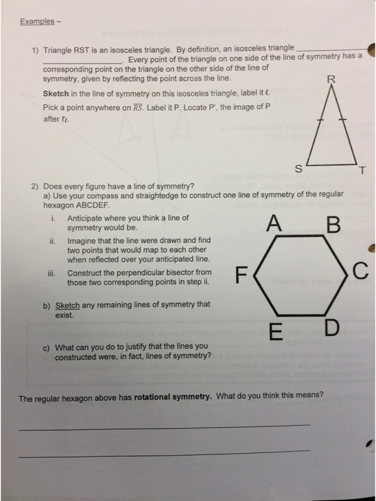Next page. So we started with the isosceles triangle here. Let's talk about the definition. An isosceles triangle has at least two congruent sides. Let me fill that in. It's important to say at least because that allows for the equilateral triangle to also be isosceles.